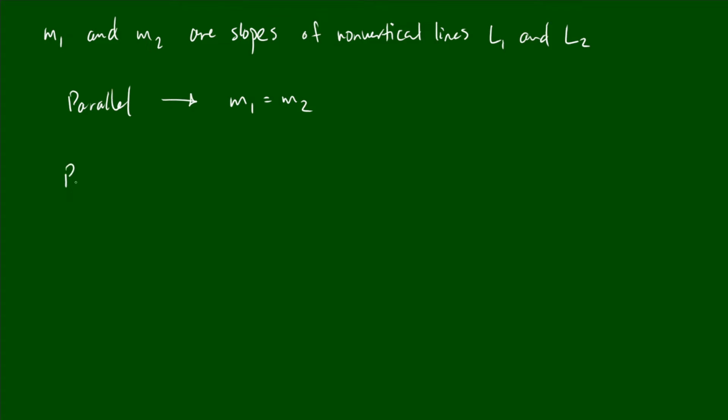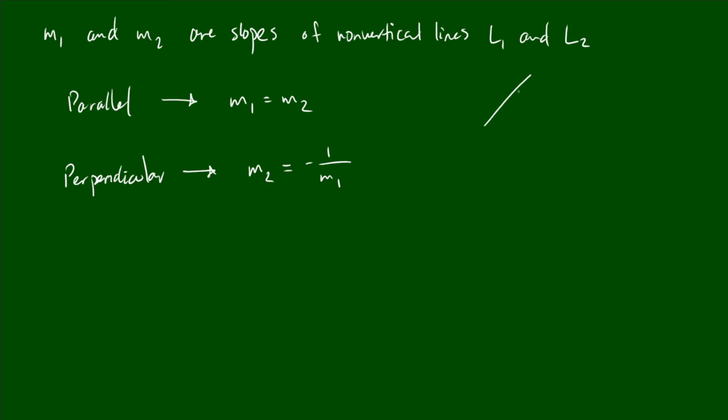Now, what does it mean if they're perpendicular? So they're perpendicular if and only if M2 is equal to negative 1 over M1. That is what you would call the negative reciprocal. All right? The negative reciprocal. Those are the only conditions for parallel and perpendicular lines.